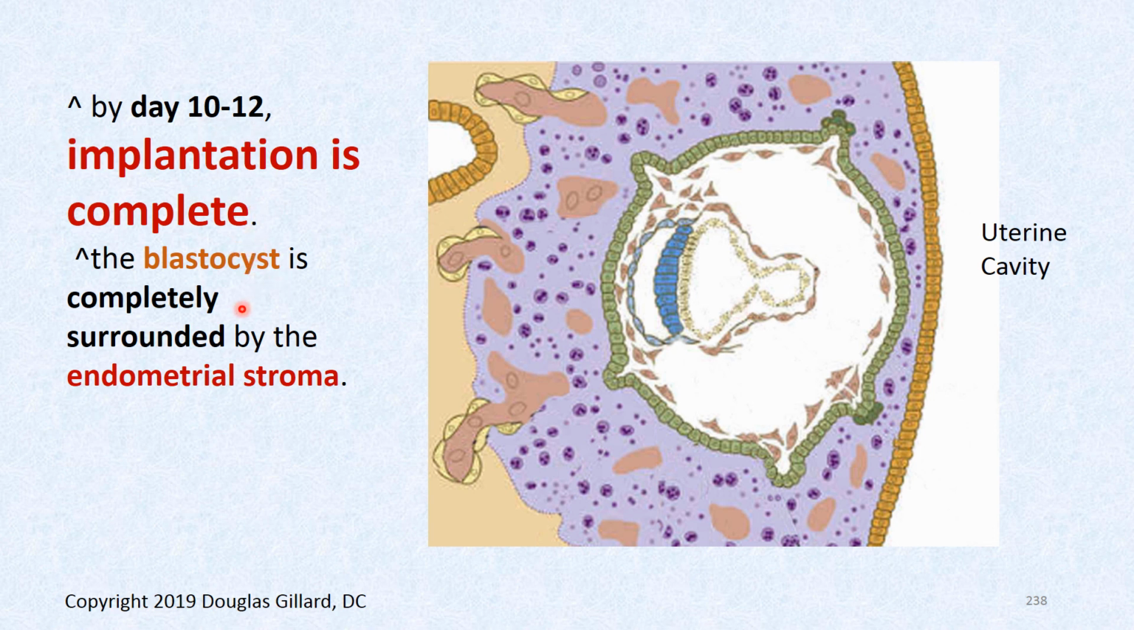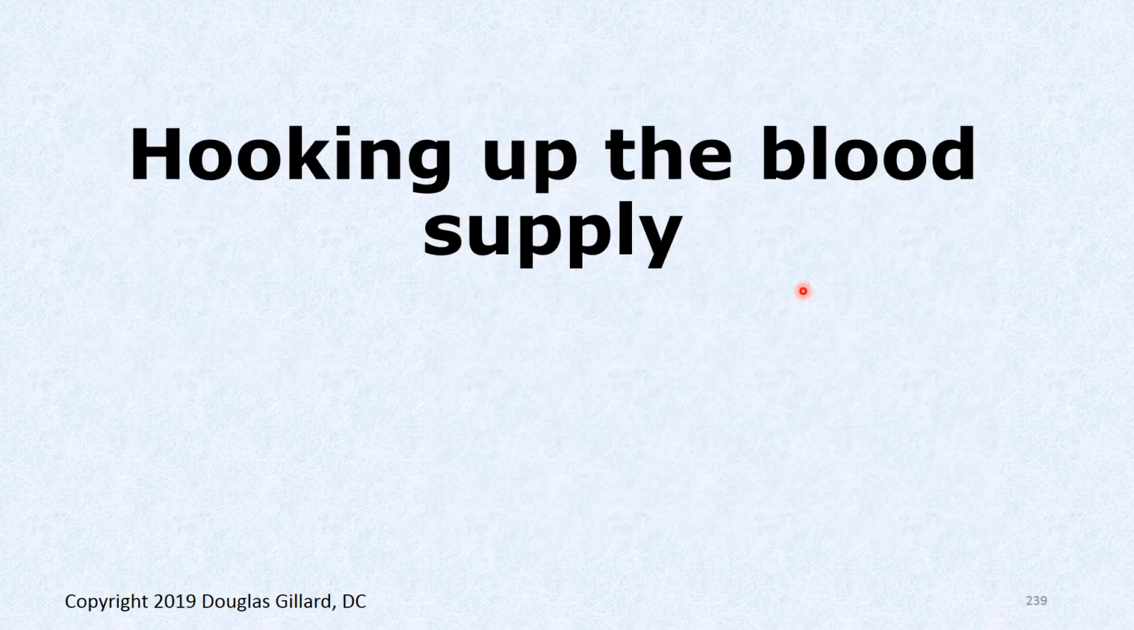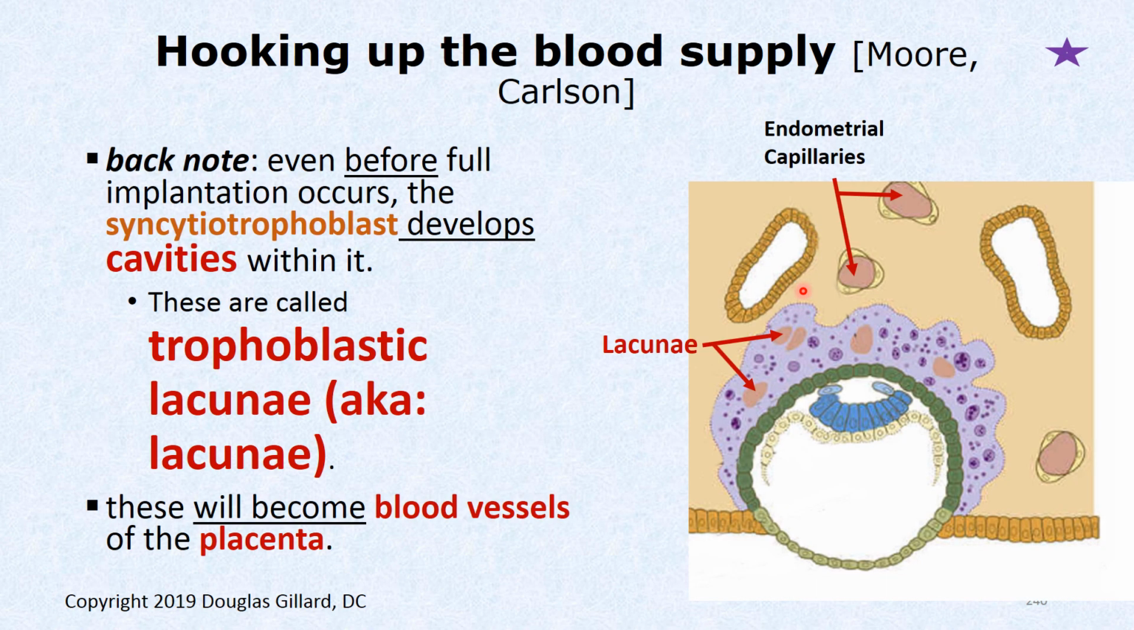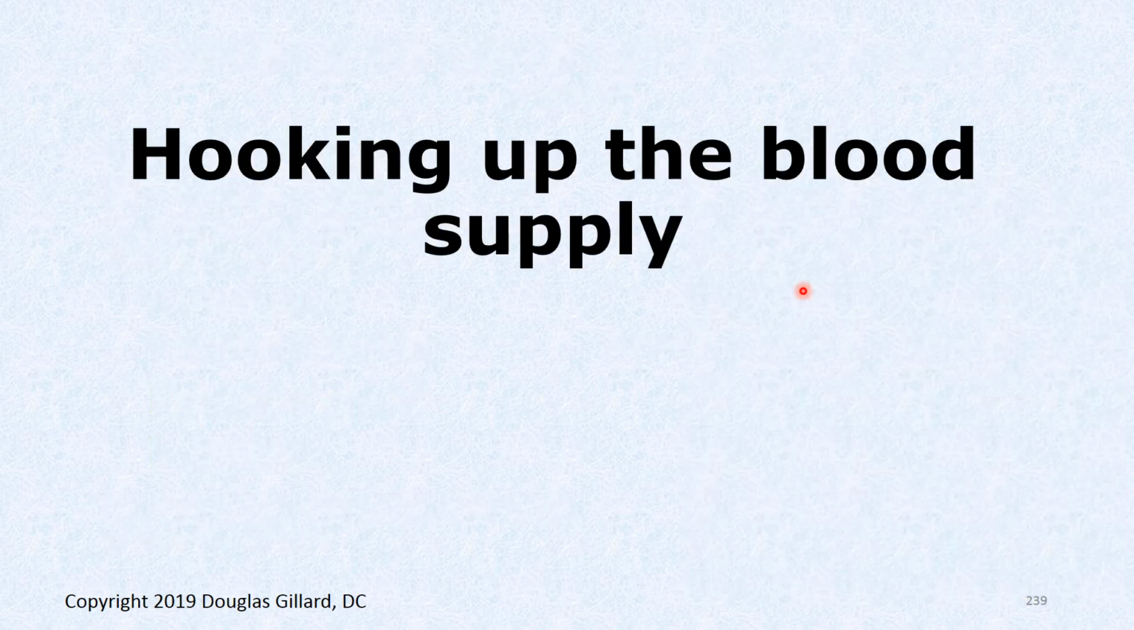The blastocyst is completely surrounded. It's in the endometrial stroma, deep to the endothelial layer. And that's where we're going to stop right there. We'll talk about hooking up the blood supply next time.